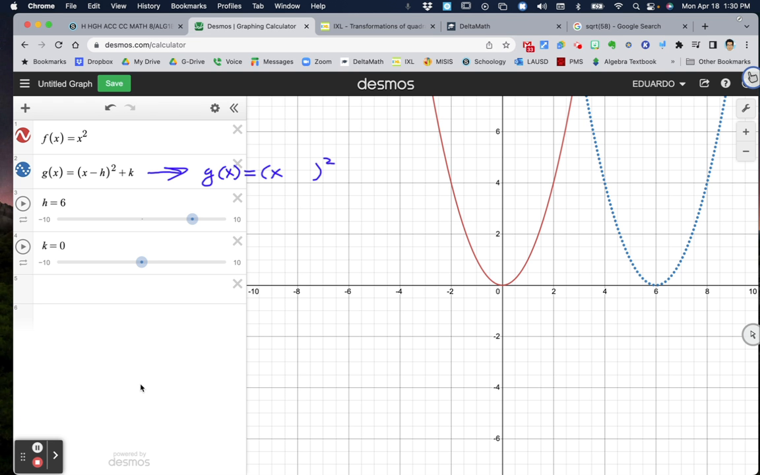Okay, so I moved my g of x over to have a vertex at 6, 0. What would the actual function look like? What would I write in as the function? G of x equals x squared, and what would I put? So I can move it over. Plus 6.